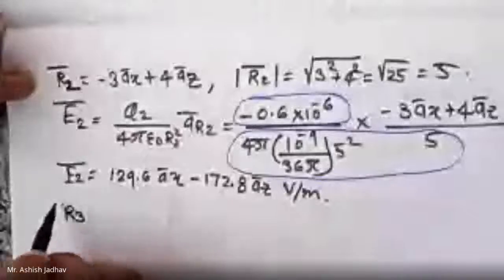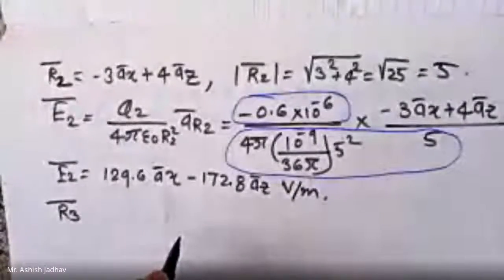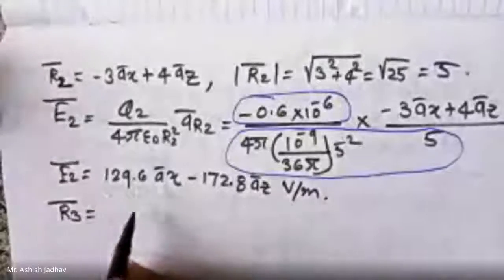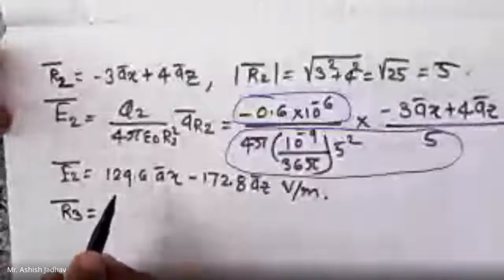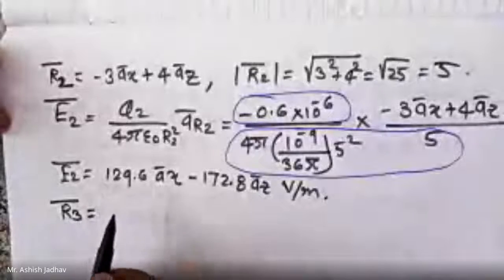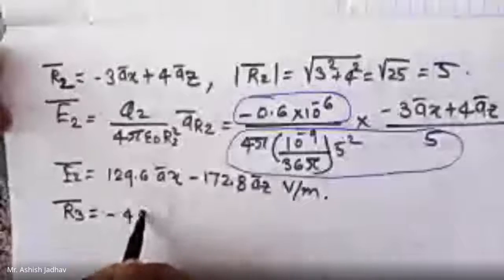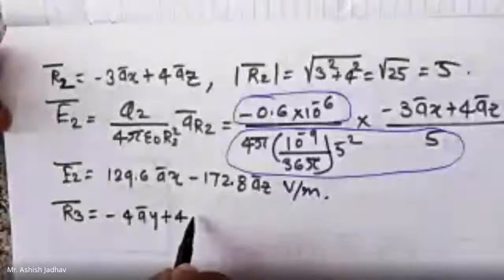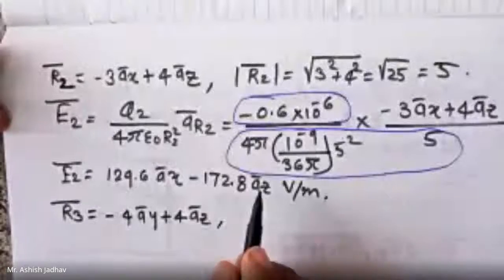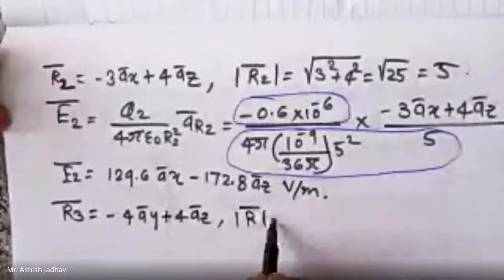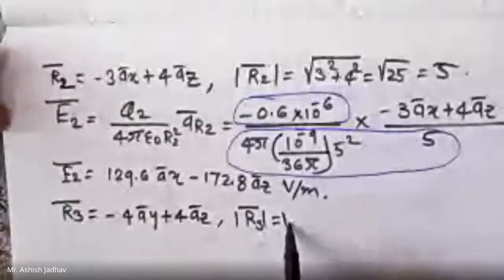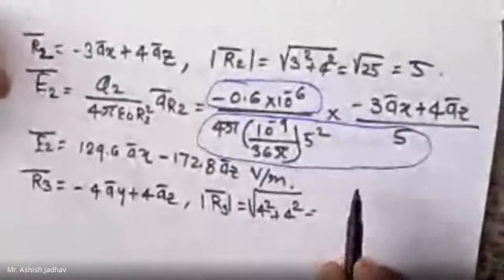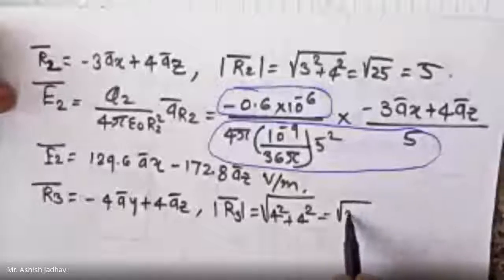R3 vector R3 is equal to, so this is 0 minus 0, of course x coordinate is 0, then 0 minus 4, that is going to be minus 4 a bar y, right? Then 4 minus 0, that is going to be 4 a bar z. So this is the vector. Now how do you find out the magnitude? Magnitude is equal to under root 4 square plus 4 square, right? So this is going to be under root 32, right?